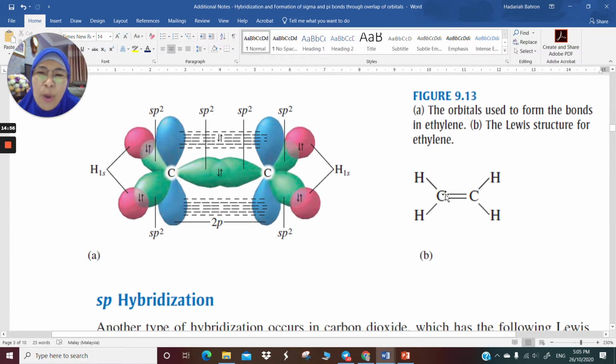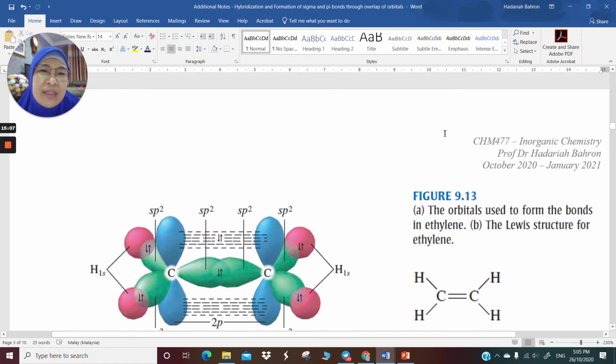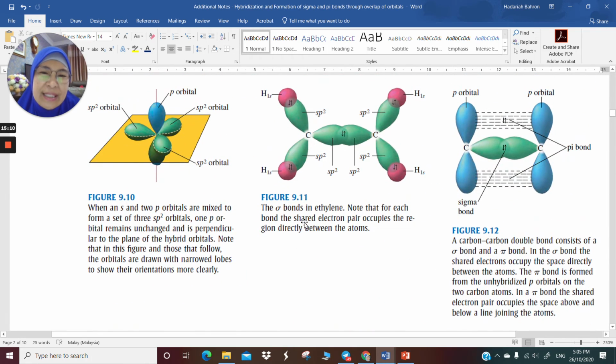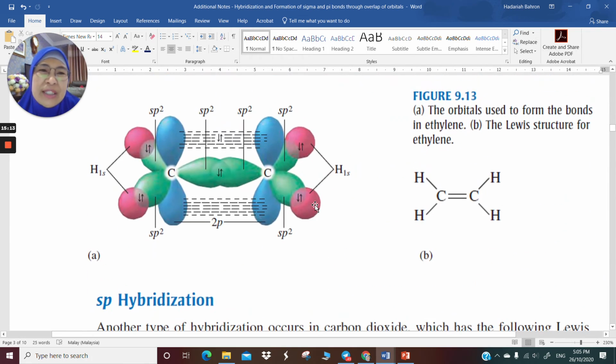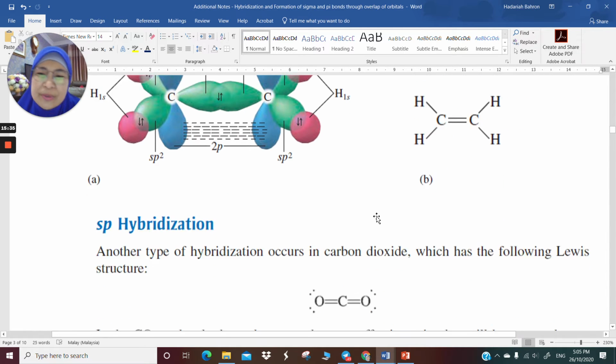So that is the complete picture of the bonding of ethene, the bonding that you will find in ethene. This is the combination of 9.12 and 9.11. So you have 9.13 like this. The orbitals used to form the bonds in ethylene, or ethene, and this is the Lewis structure of ethene. The green and red makes these four bonds, 1, 2, 3, and 4. The green and green makes one of these bonds, and the blue and blue makes another bond.